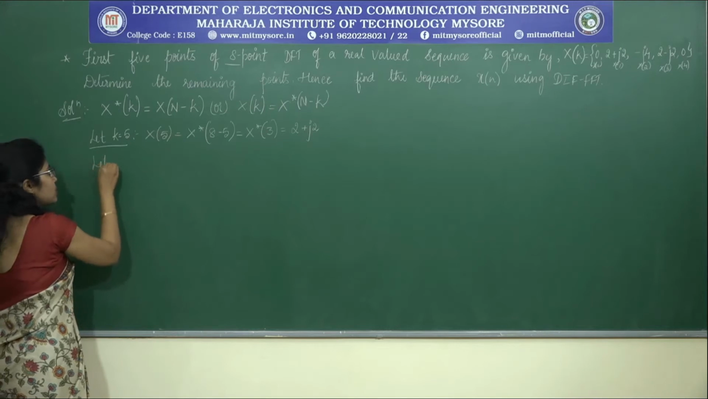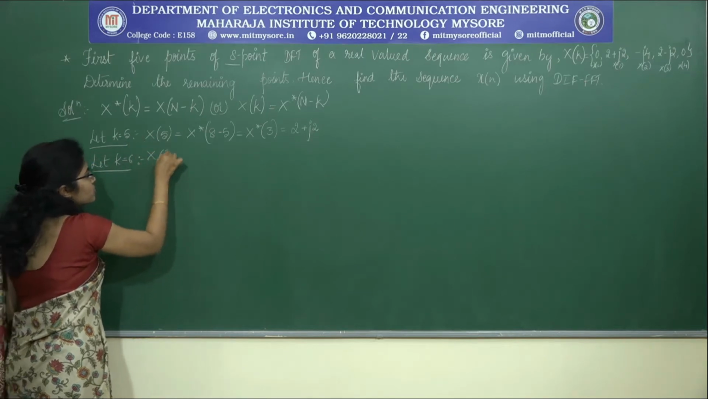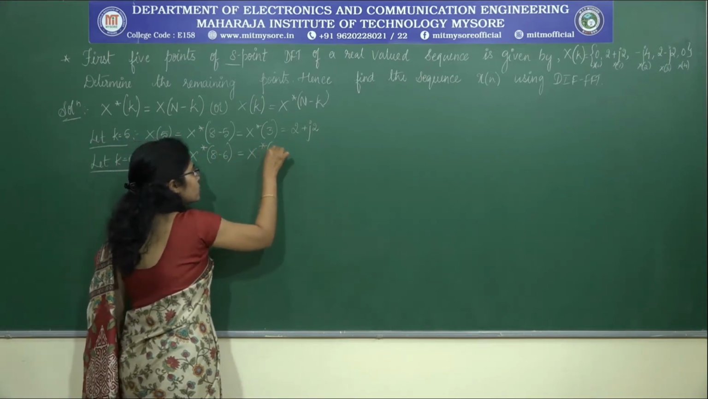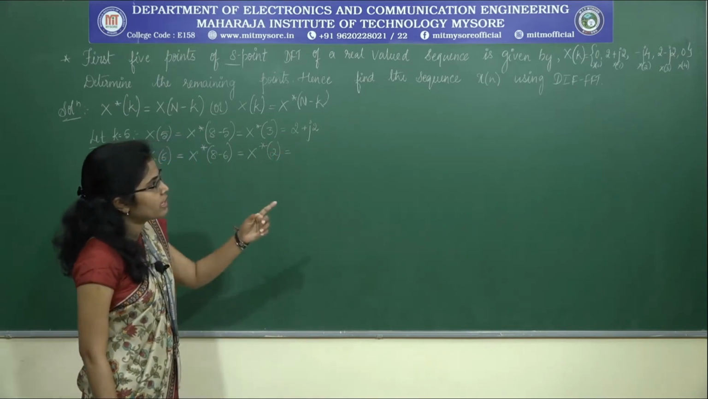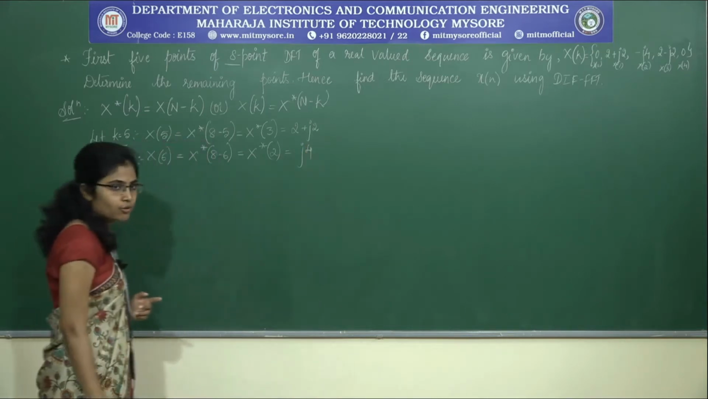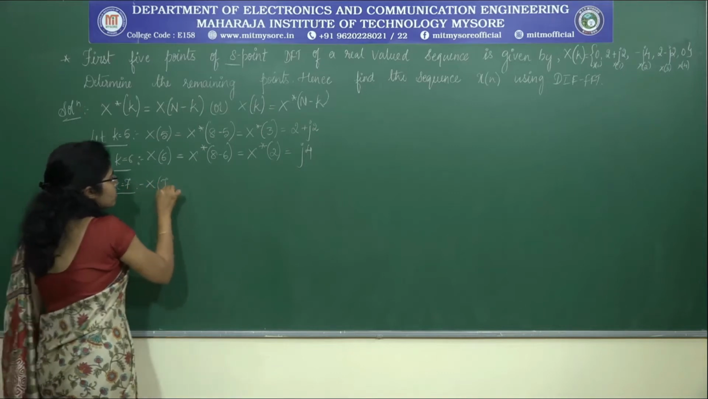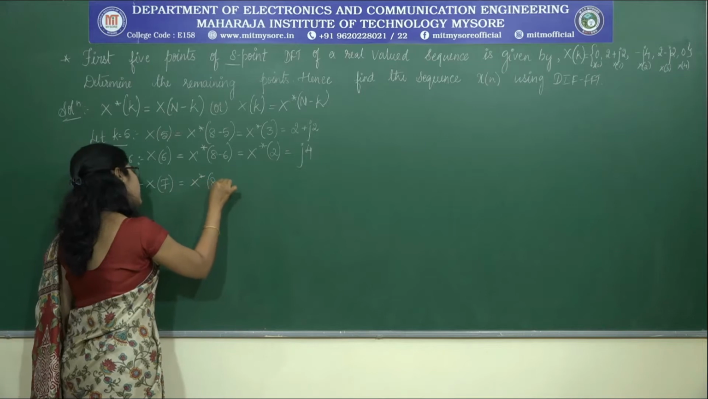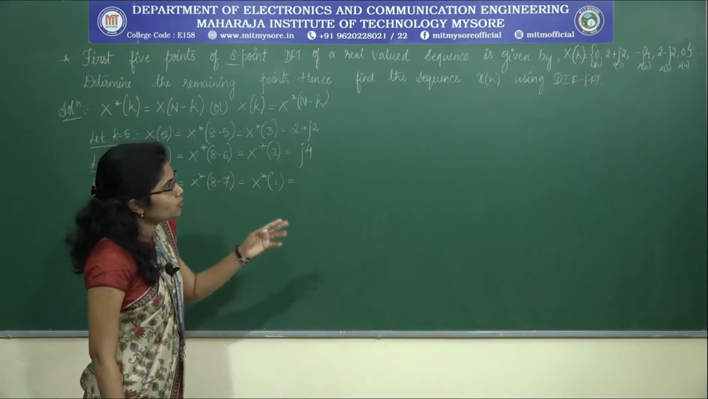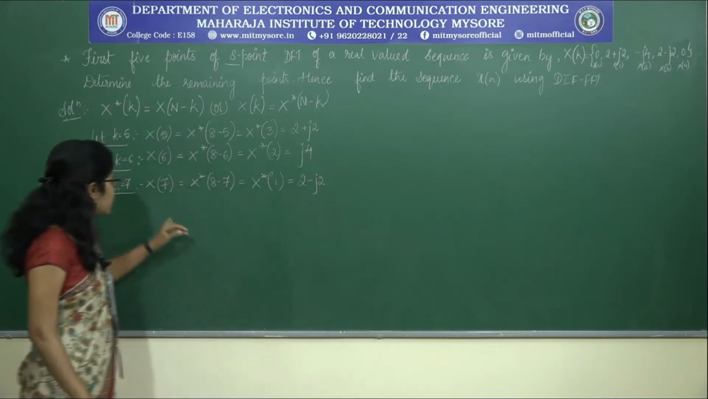So let the next value of k be equal to 6. So X(6) will be equal to X conjugate of 8 minus 6, that is equal to X conjugate of 2. What is X(2)? X(2) is minus j4. If I apply conjugate to that, it will be equal to plus j4. Similarly, what is the last value of k? Let k be equal to 7. So X(7) will be equal to X conjugate of 8 minus 7, that is equal to X conjugate of 1. What is X(1)? It is 2 plus j2. If we apply conjugate to that, that will be equal to 2 minus j2, which is nothing but X(7).